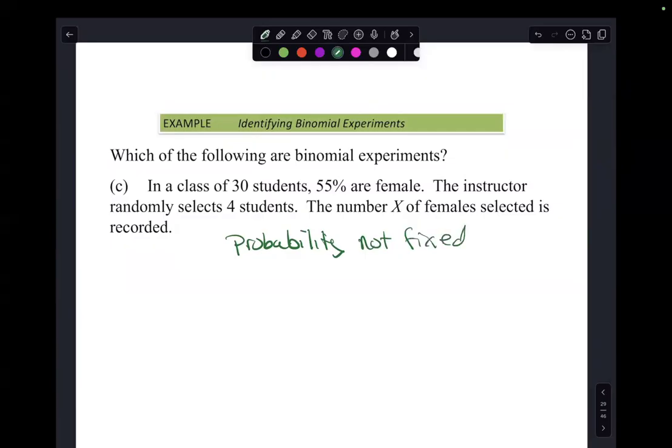Because after I take out the first student, now I'm looking at 29 students in the class. Then I take out another one. Now there's 28 that I'm drawing from. So the probability won't be fixed. I know that one was kind of tricky. Okay.